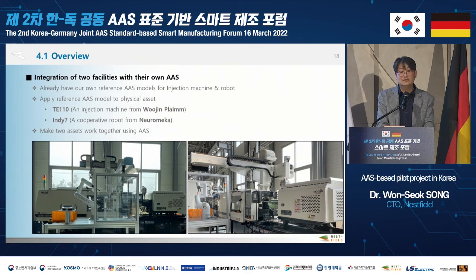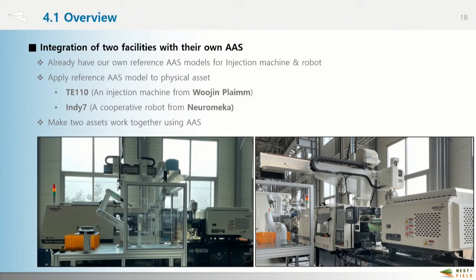Now let's imagine how life has become more convenient. We have an injection machine and we have the robot. I told you about the reference model because we created the reference model for the injection machine and the 6-axis robot. We have a company called Ujin Prime and they have the TE110. This is the injection machine. And I told you about the Indy 7. This is the 6-axis AAS robot.